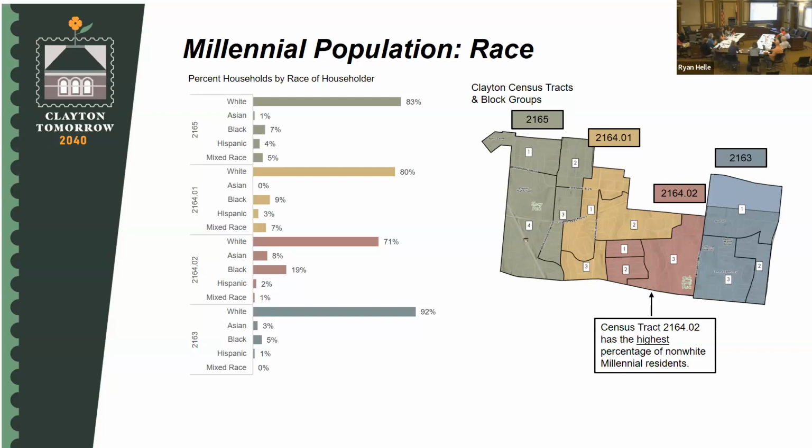So in this case, they sort of go in the reverse order. It goes red, yellow, green, blue in terms of percentage of white residents or non-white residents.